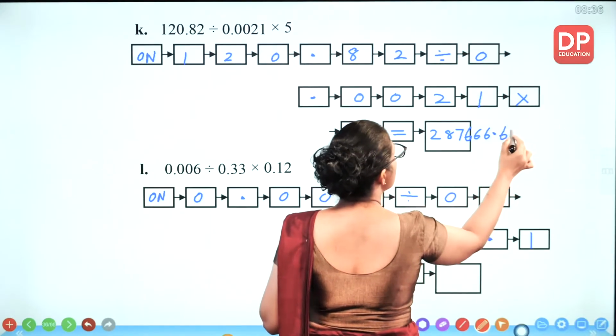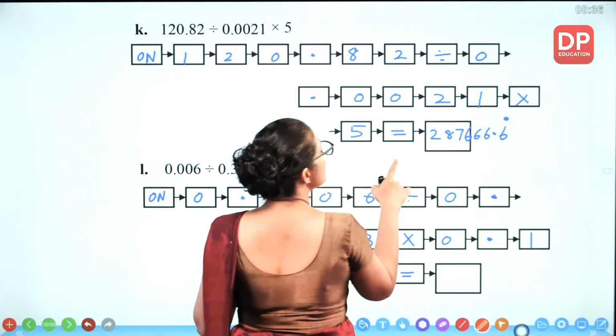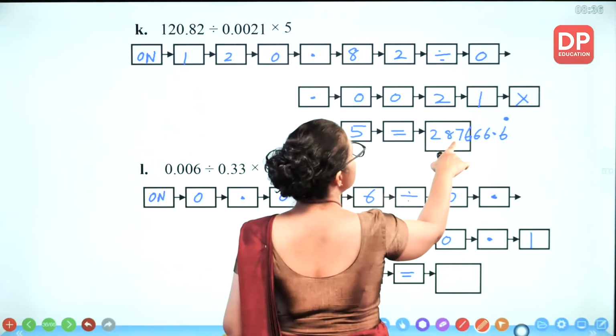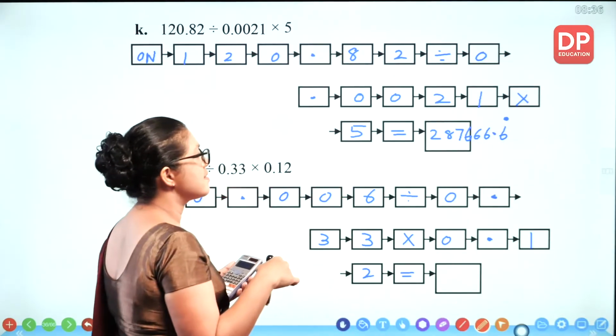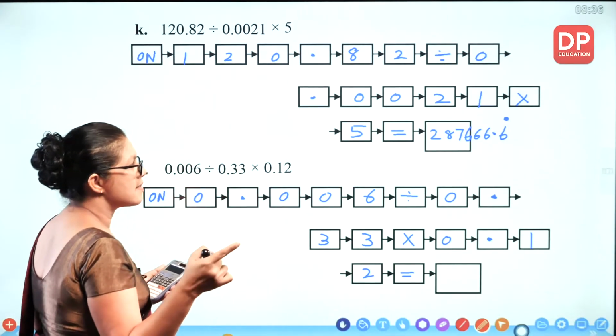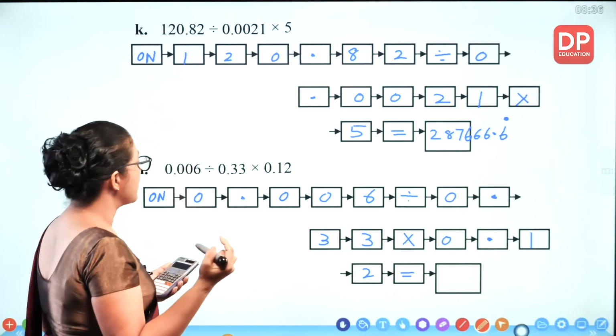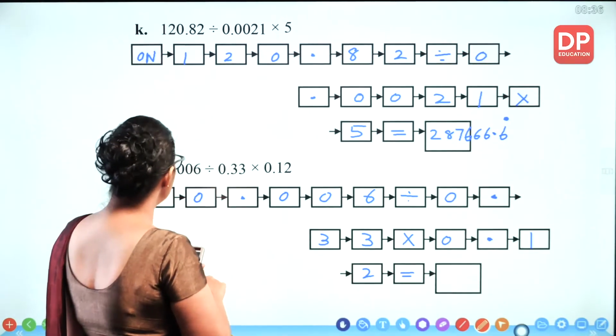287,666.6. This is recurring 6. So 287,666.666, like that. It's recurring.